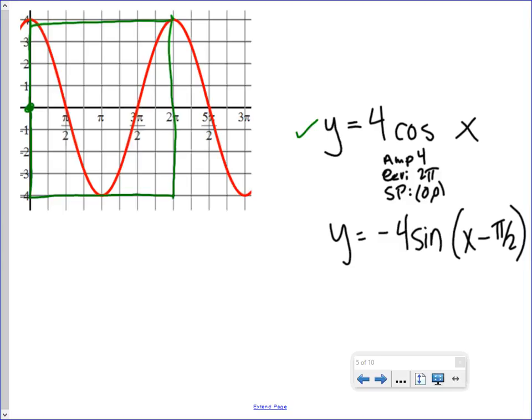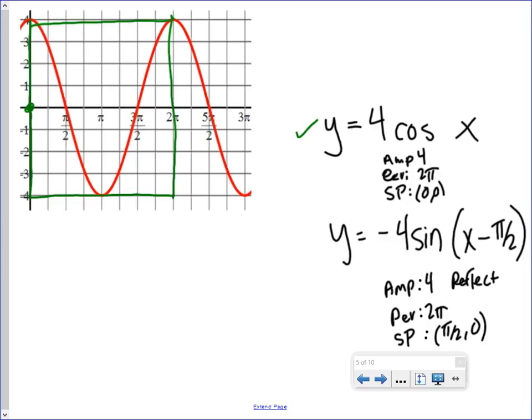But let's check Nick's equation. Okay, so he says -4 sine (x minus pi over 2). So I know my amplitude is still 4. There's a reflection. Okay. My period is still 2 pi, and my starting point would be at (pi over 2, 0). Remember, when you pull out the c value, it looks like the opposite.